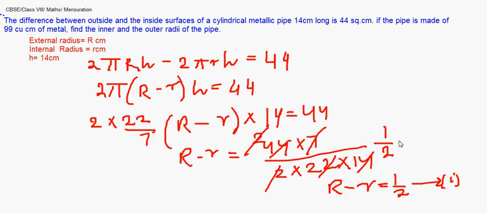It says if the pipe is made of 99 cubic centimeter of metal, that means this volume is the volume of the metal. That means the 99 cubic centimeter is the outer volume minus the inner volume. I need some more space, I'll need to move the screen here.